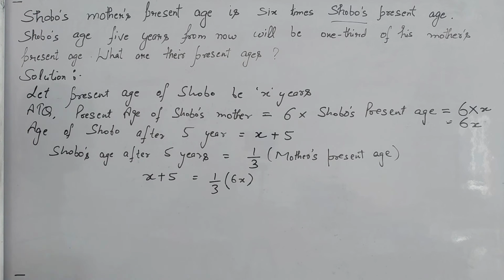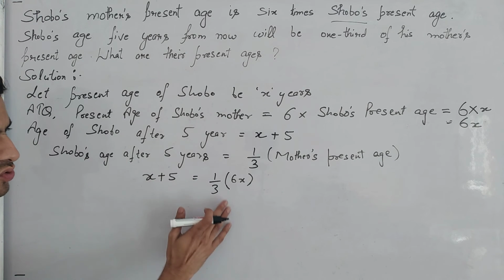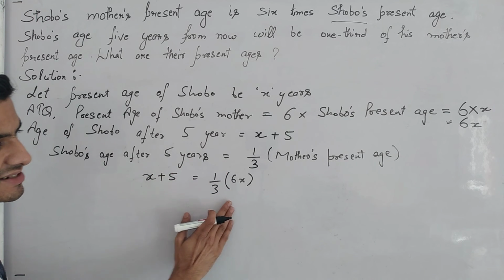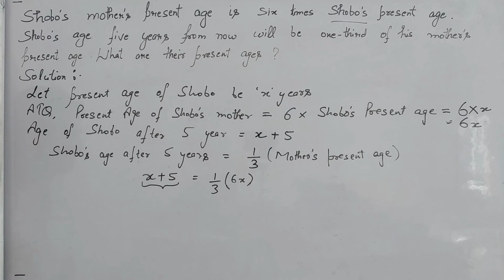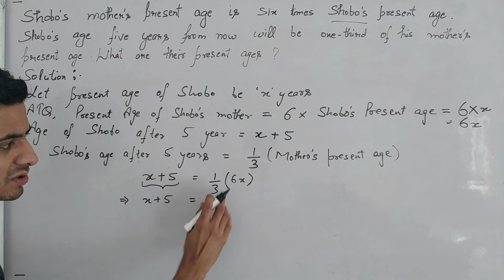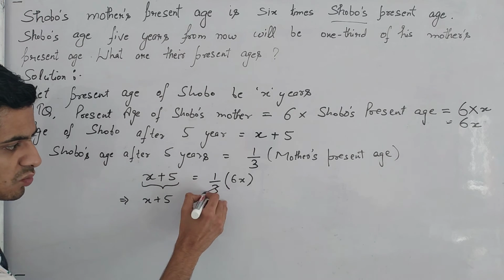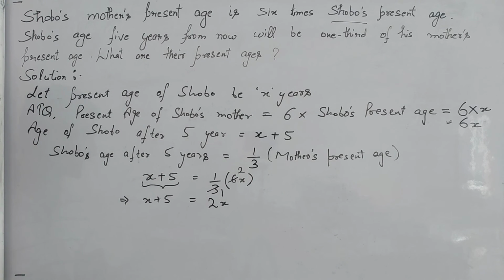Now we have this linear equation having variables on both sides. Just solve it and we will get our answer. The way I told you, before transposing, ensure that you have simplified the left hand side as well as the right hand side as much as you can. Left hand side is x plus 5; we cannot do anything further. So x plus 5 is equal to the right hand side, 1 upon 3 of 6x. Here we can do something. 3 ones are 3, 3 twos are 6. So it came out to be 2x.